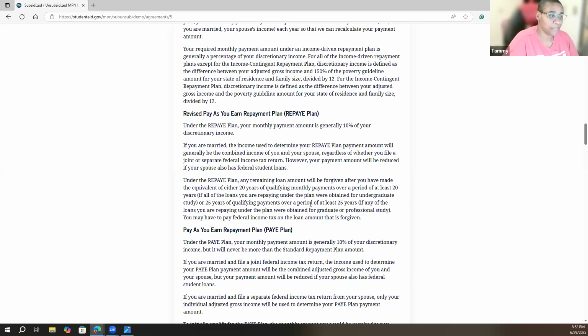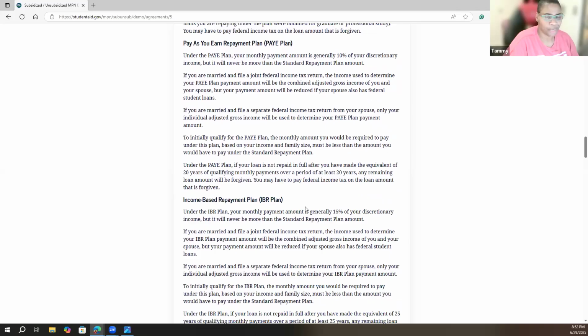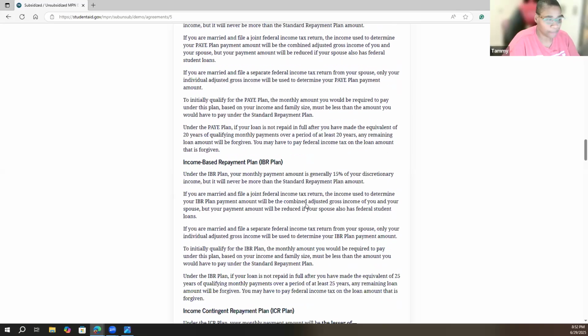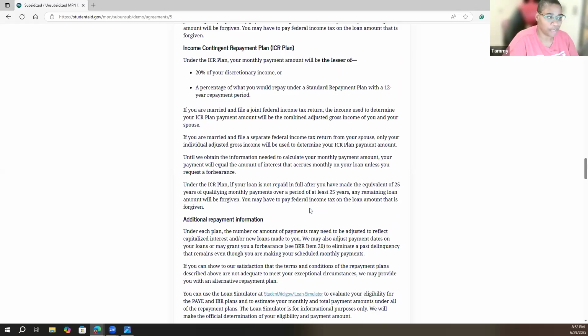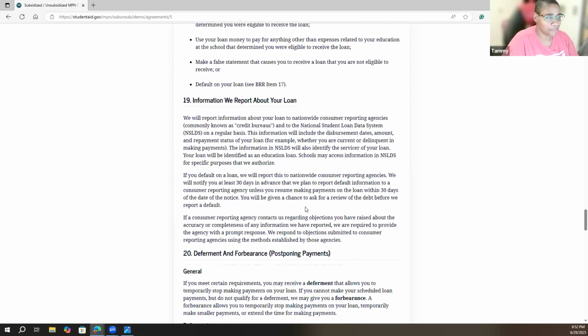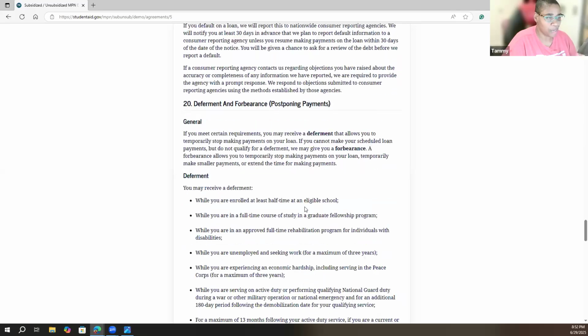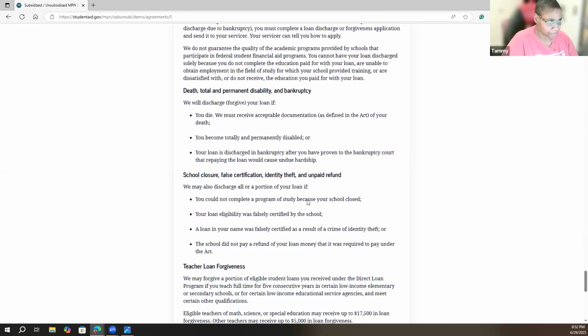When did these things take place? When you put in that request for a new repayment plan, or forbearance or deferment, how did those calculations change your payments or change that interest? So you want to be able to see all of that information there, okay? All right, so this is more or less about the repayment plans, defaulting, information that they report, deferment and forbearances that you can go back and read over.